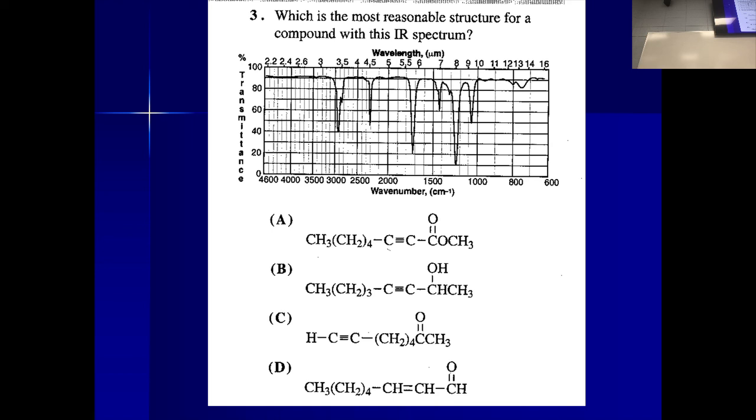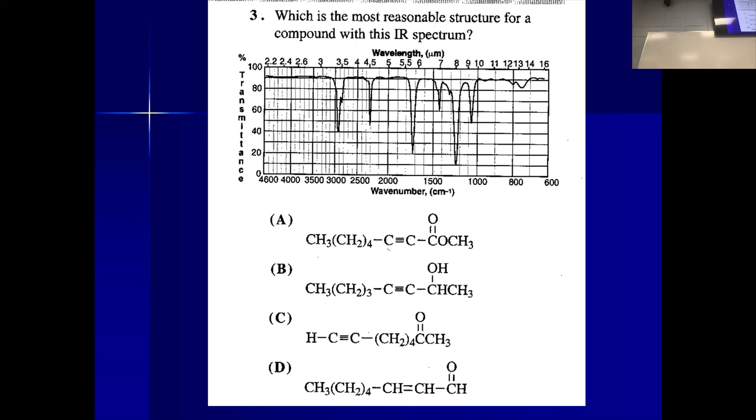2,000 to 2,500 is the next region. Do I have anything there? Yes. What region is that? That's sp. Can I eliminate anything based on that? Yes. What can I eliminate? D. D doesn't have anything that's sp hybridized. So I just went from a 1 in 4 chance of getting the right answer to 50-50. If I'm at the casino and I've got 50-50 odds, I'm starting to place a lot of money on the table, right? 50-50 odds are great, right?